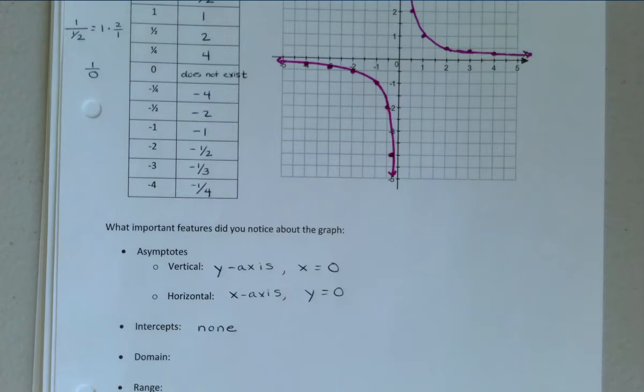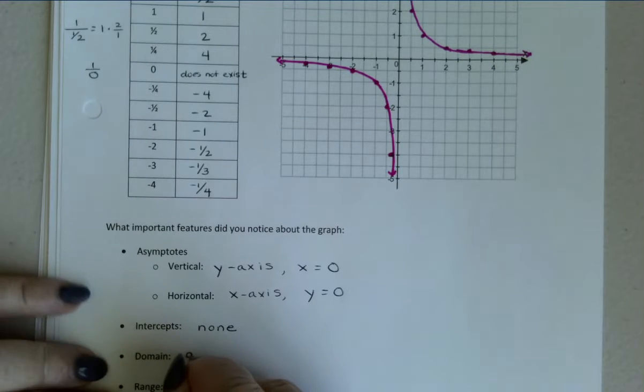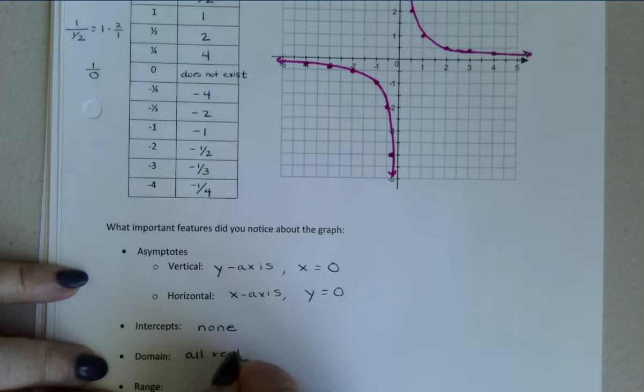In terms of the domain, if we think back at our numerical table of values, we saw here there was a problem when x was 0. x cannot be 0, so my domain is basically all real numbers except 0.